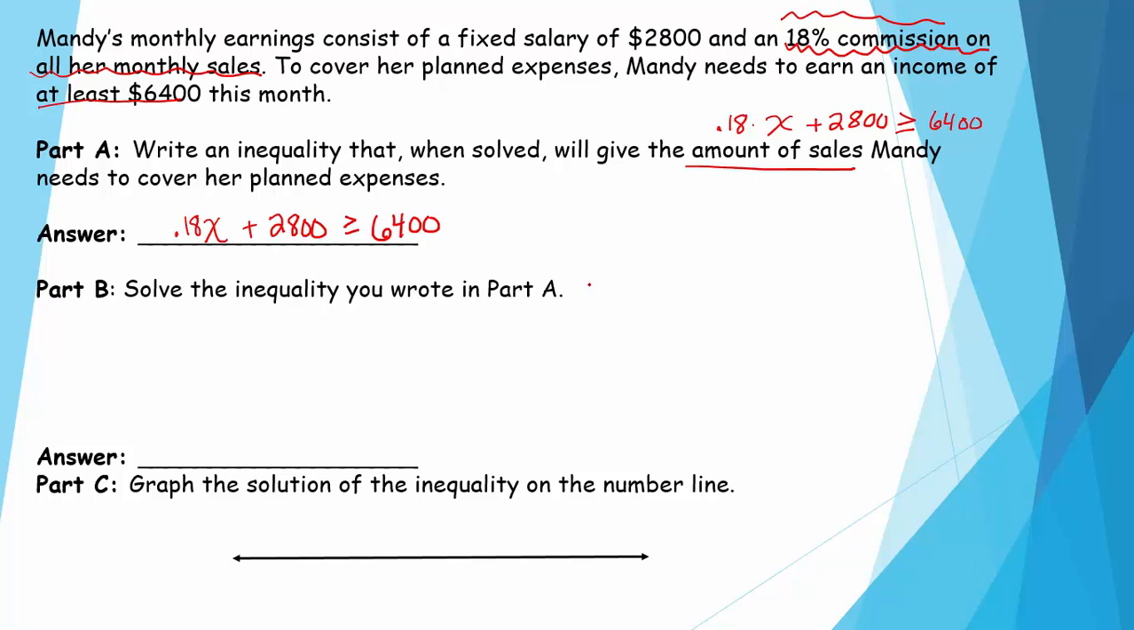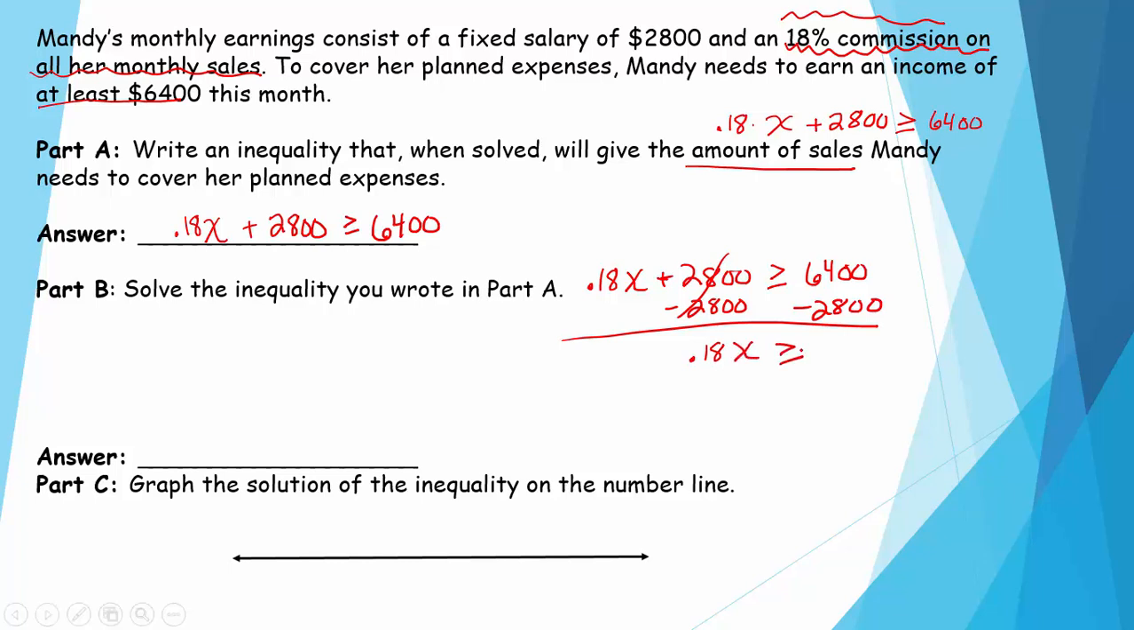Now we're going to go ahead and solve the inequality we wrote in part A. 0.18x plus $2,800 needs to be greater than or equal to $6,400. We'll start by subtracting $2,800 on both sides. Because this is an extended response problem, I know that you'll be allowed a calculator on the state test, so I'm going to use a calculator to support me. 6,400 minus 2,800 gets me to 3,600. So I have 0.18x is greater than or equal to 3,600. To solve for x, I'm going to divide both sides by 0.18.